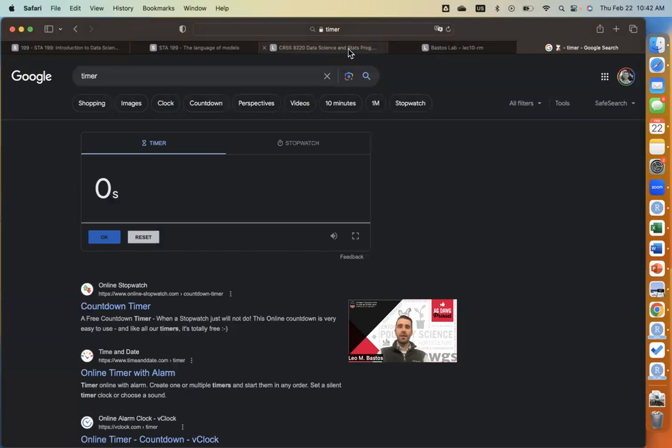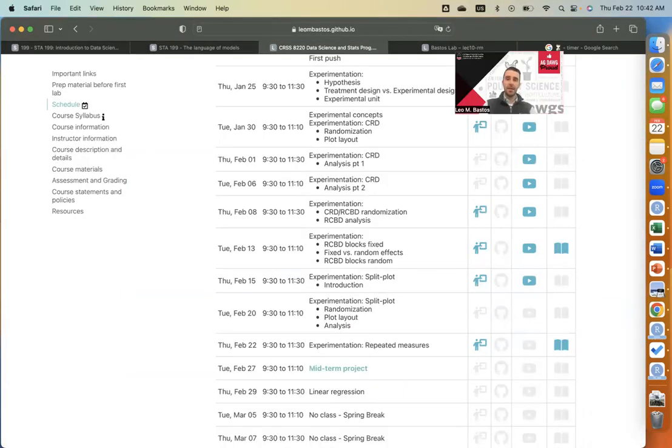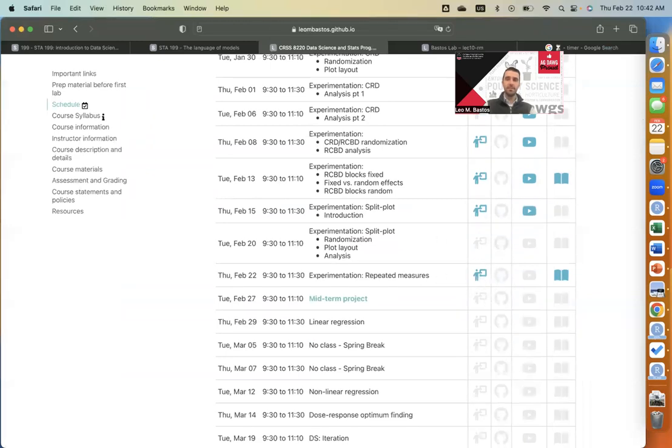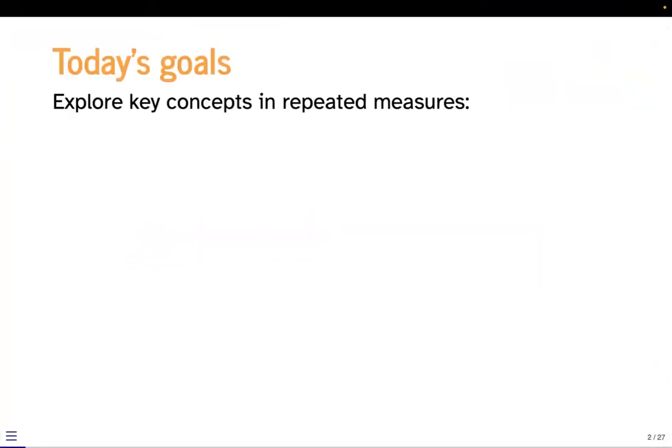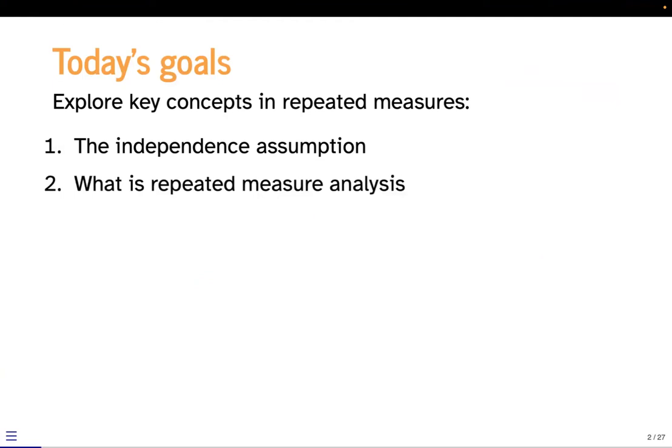Okay, the lecture that we are going to go through now is on the website, under today's class. There's a link there for the repeated measures lecture in case you want to follow along or take notes. The goal of this lecture is for us to explore some of the key concepts related to repeated measures. We're going to revisit the independence assumption, understand when we are knowingly violating that assumption and how that relates to repeated measures analysis, and go through some of the correlation and structure types that we're going to be using here.